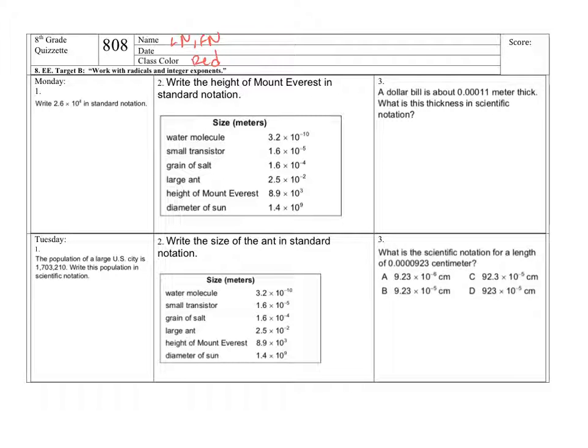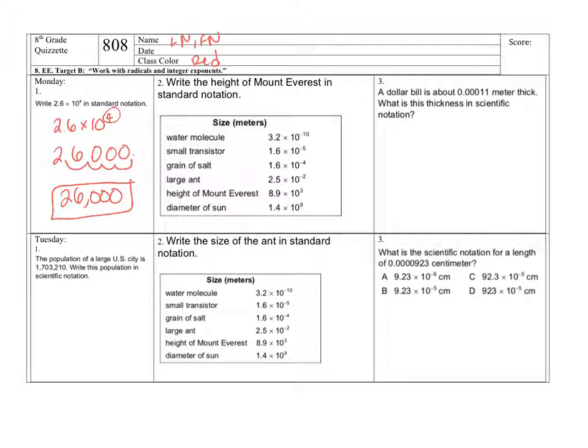Number one is going to ask you to write either an expression into standard notation or do the reverse. So you're going to multiply 2.6 by 10 to the 4. You just get the decimal and move it 4 decimal places in the positive direction because the exponent is positive. So 1, 2, 3, 4. In the empty spaces you put zeros. So you have 26,000.